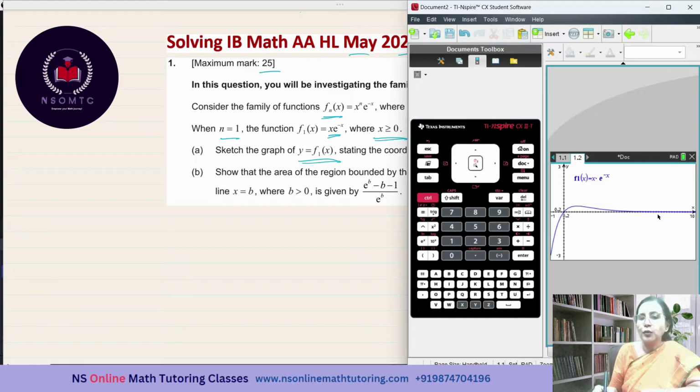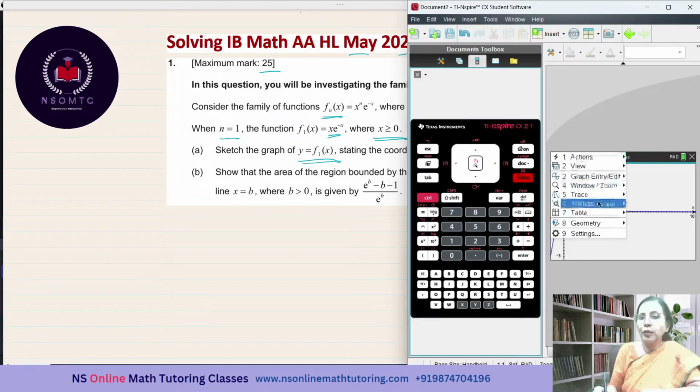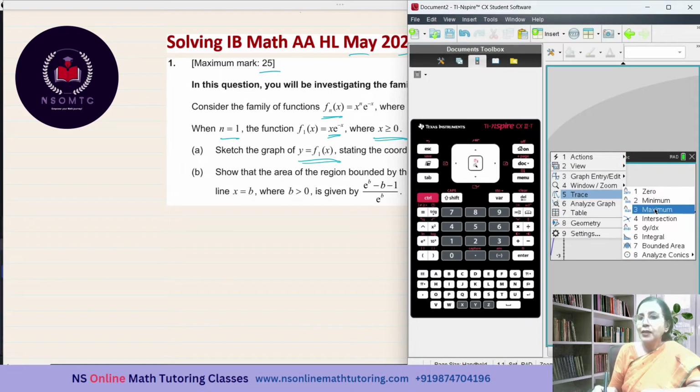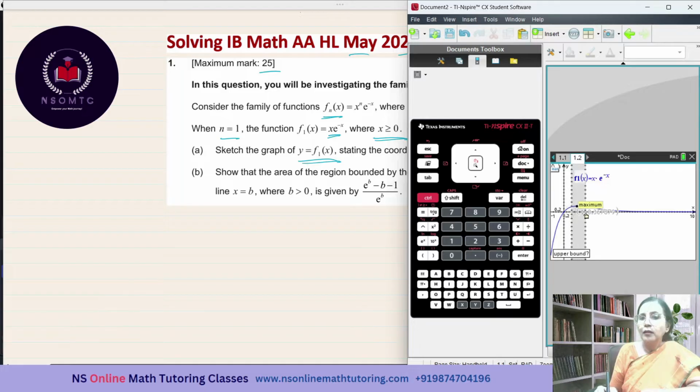Okay, and we need to find the coordinates of the maximum point. So let us get that. Maximum. Okay, so this will be the coordinates of the maximum point: 1 is the x coordinate, and the y coordinate is 0.367879. So up to 3 significant figures, it will be 0.368. Okay, now we have to sketch the graph.